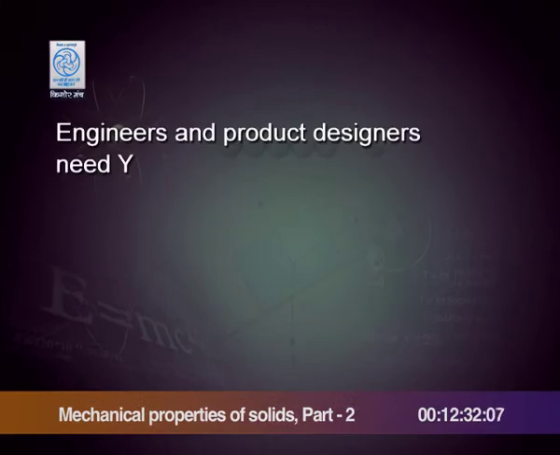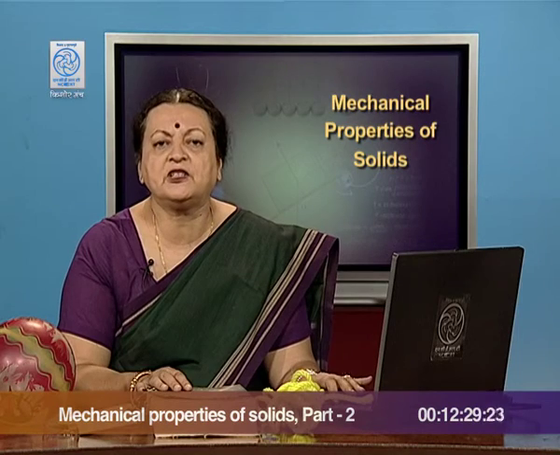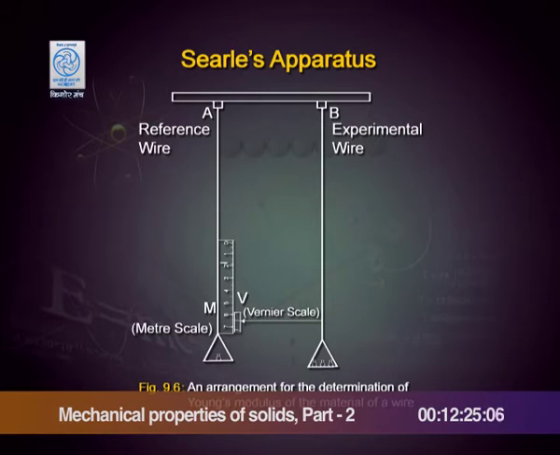Engineers and product designers need the value for Y. How do we determine the value for Y in the lab? It is done by using Searle's apparatus. In Searle's apparatus, you have two wires of about 1.5 meter in length, and let us say you mark one of them as A and the other as B. A is called a reference wire, and attached to it is a weight so that it remains taut all the time, and wire B is the one on which you apply some load, which will cause it a tensile deforming force. That means trying to elongate it.